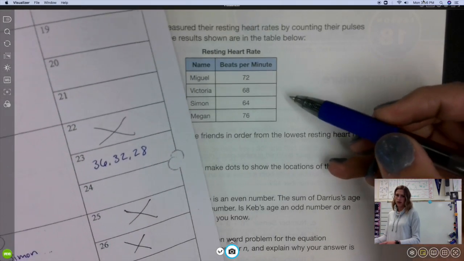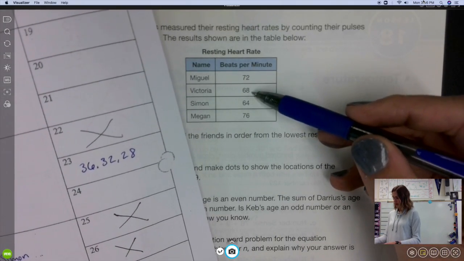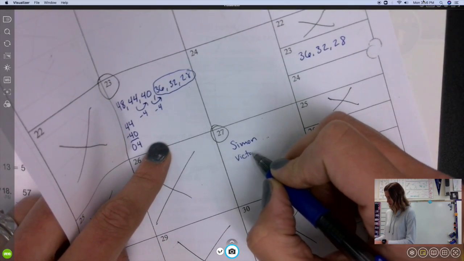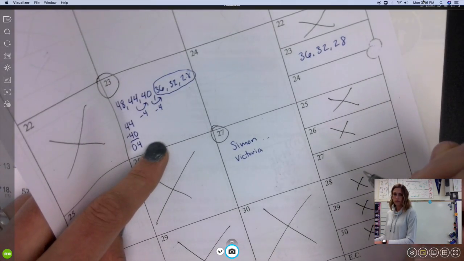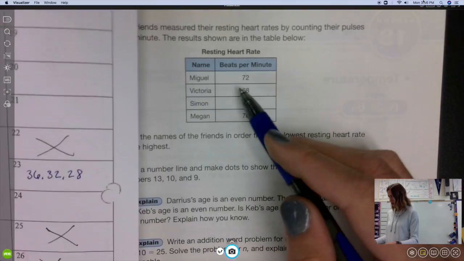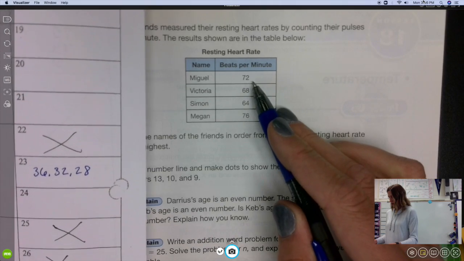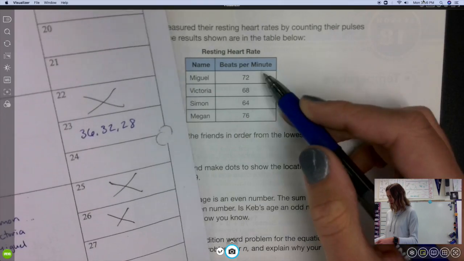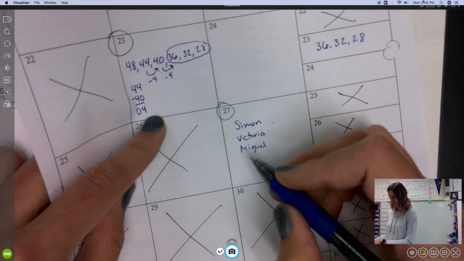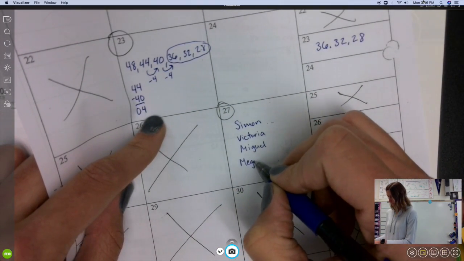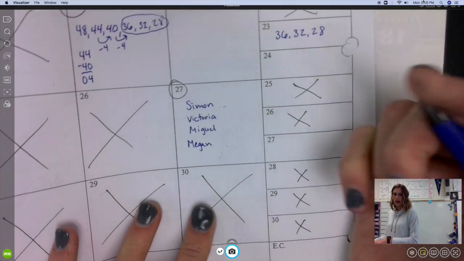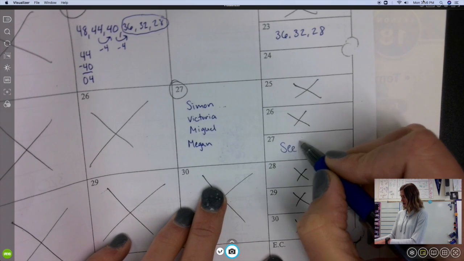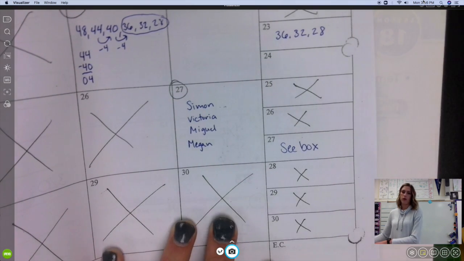Then who had the next lowest? 68. So Victoria. All right, then who would be next? Miguel. And then Megan. That's one of those that's got a lot of those names. If you can smash it in this box, sounds great. But if you can't, the C box would work for that one.